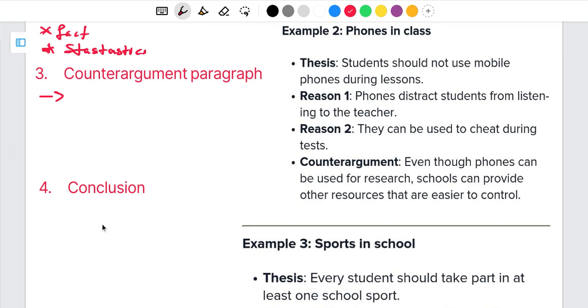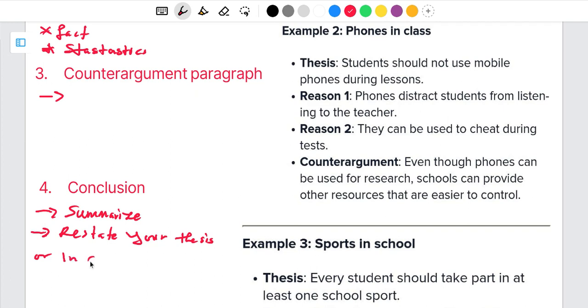Then in your conclusion, what should you put in your conclusion? Your conclusion, by the way, is summarizing what you have written in the main body. You're summarizing the main points that you have written in your main body. Then sometimes you can also restate your thesis, your main point or your stance, in a new way.